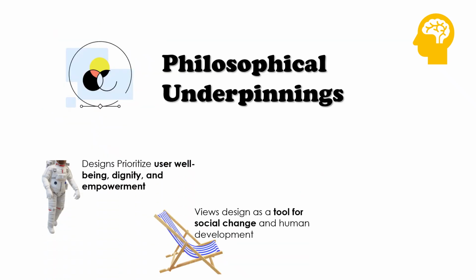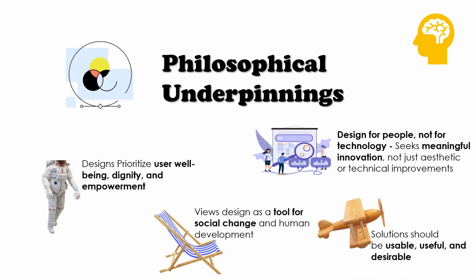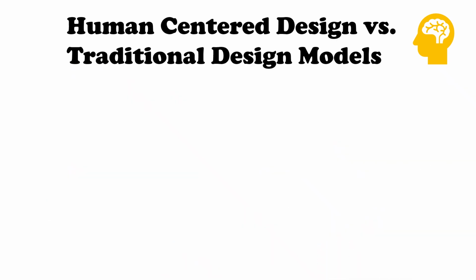Philosophical underpinnings. Prioritizes user well-being, dignity, and empowerment. Seeks meaningful innovation, not just aesthetic or technical improvements. Views design as a tool for social change and human development. Human-centered design versus traditional design models.